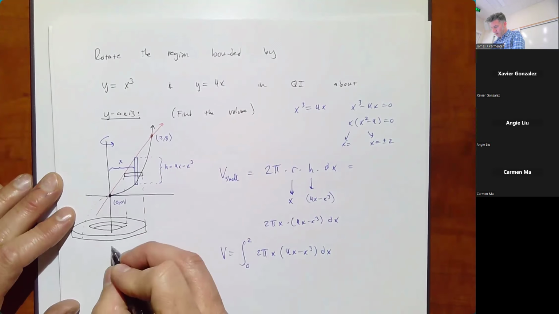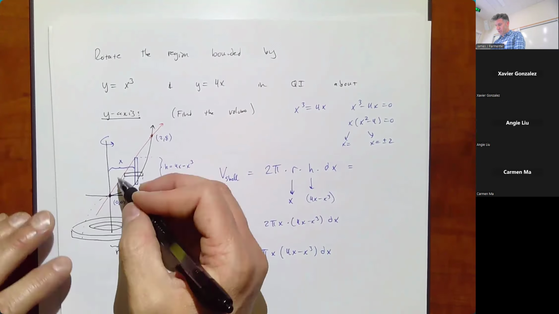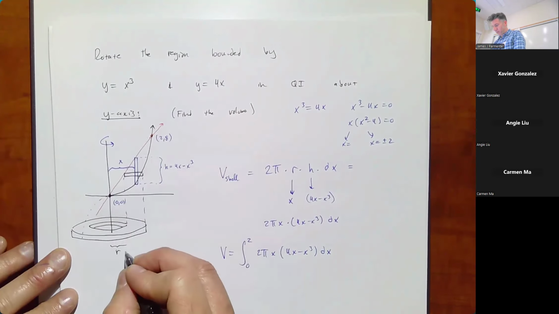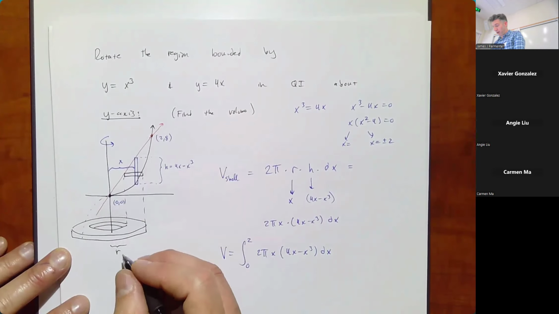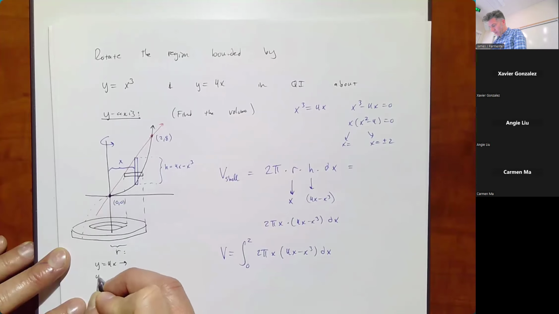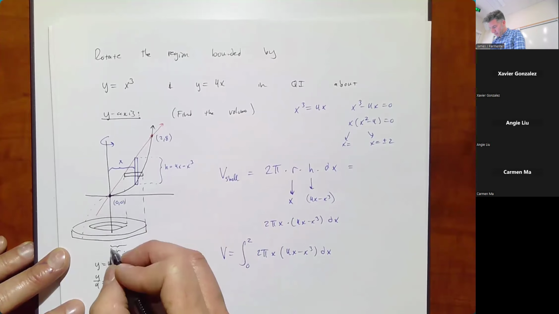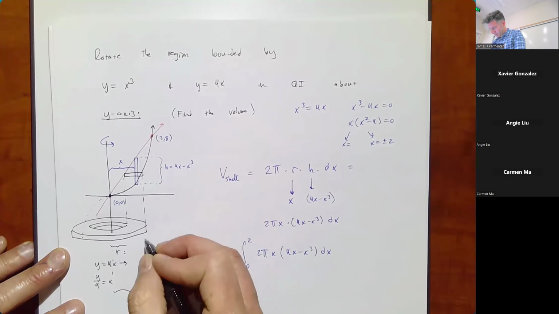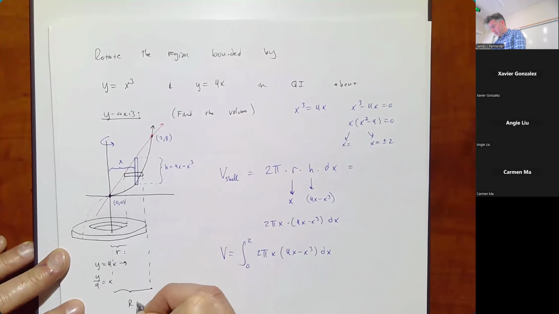So we have our inner radius, which is the y equals 4x function. We have to solve for x as a function of y. So our inner radius, y equal to 4x, is going to result in getting y over 4 equal to x. And our outer radius comes from y equals x cubed. We have to solve for x and get x equal to y to the 1/3.